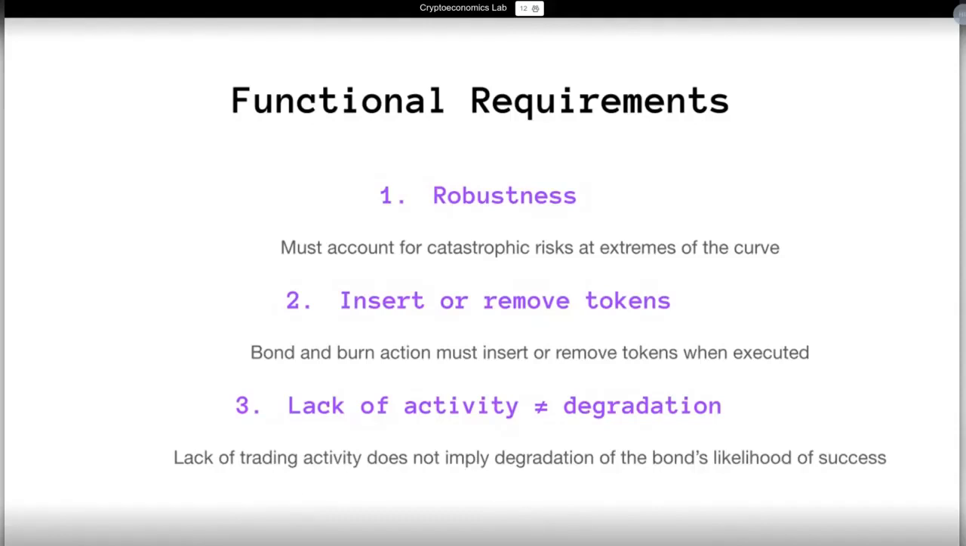Then we have the third requirement, which we considered because humans are interacting with the system. Investors and all of the other agents are also going to be humans. Humans have this bias that if there's no activity for a long time in any given system, then we think that the system is slowly starting to die. But we don't want that to happen within the system, because that's a temporal consideration, which we can think about perhaps in a later iteration. For the sake of analytically going about this, we want to guarantee that the lack of activity within this bond does not imply degradation. For example, if no one trades for a long time, such as a month, it should not imply that the bond's likelihood of success goes down.